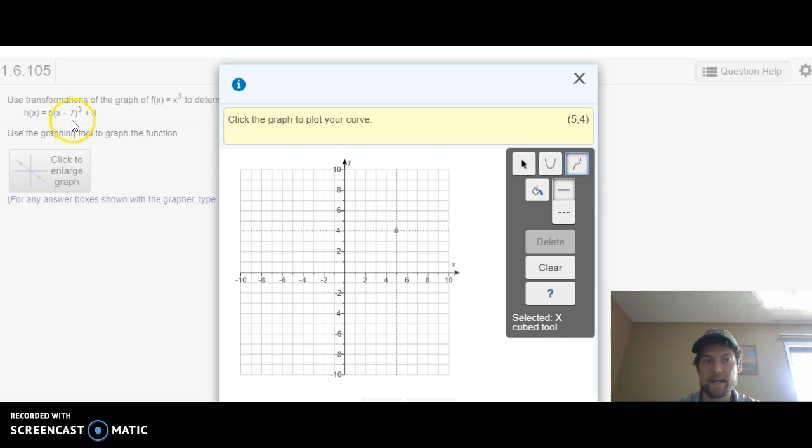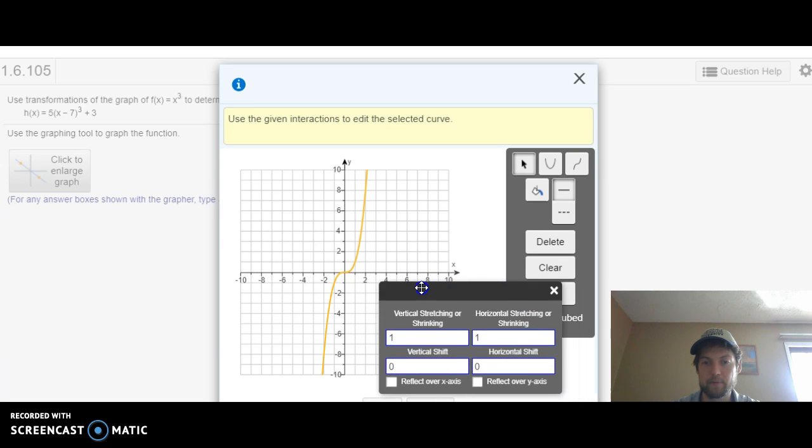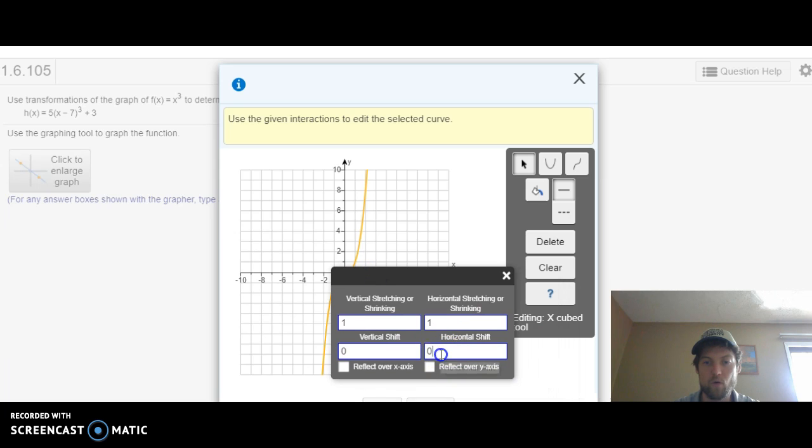Earlier I did say it's going to be 3 units up and 7 units to the right. So I'm going to look for the ordered pair 7, 3. I'm just going to click there. And this little box comes up. Okay, so it was a horizontal shift of 7, vertical shift of 3.